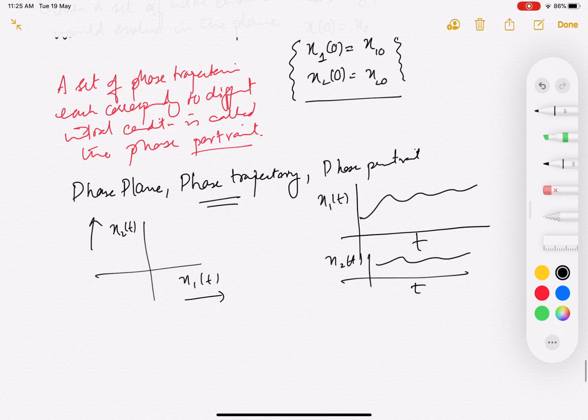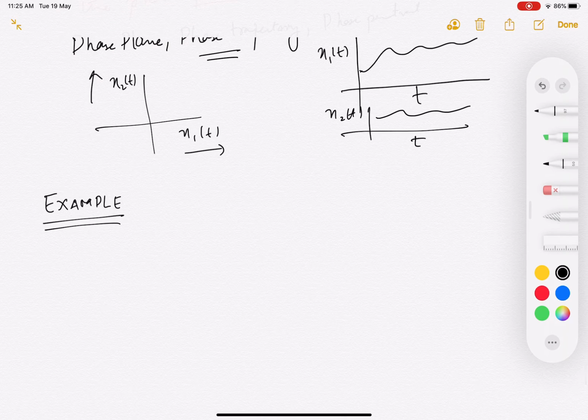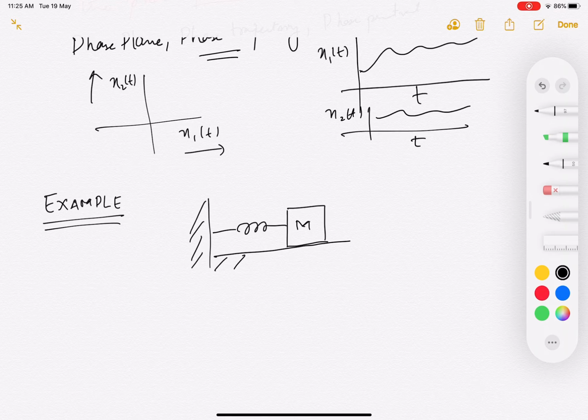Now let us take an example to see how this could be done for a simple system. I'll take a linear system, because we can draw this for linear systems also. Let me take a mass and spring system. There is a mass and a spring here, and let us assume that the mass is 1 kilogram and the spring constant is also 1. So this becomes a simple system, and the friction is absent.